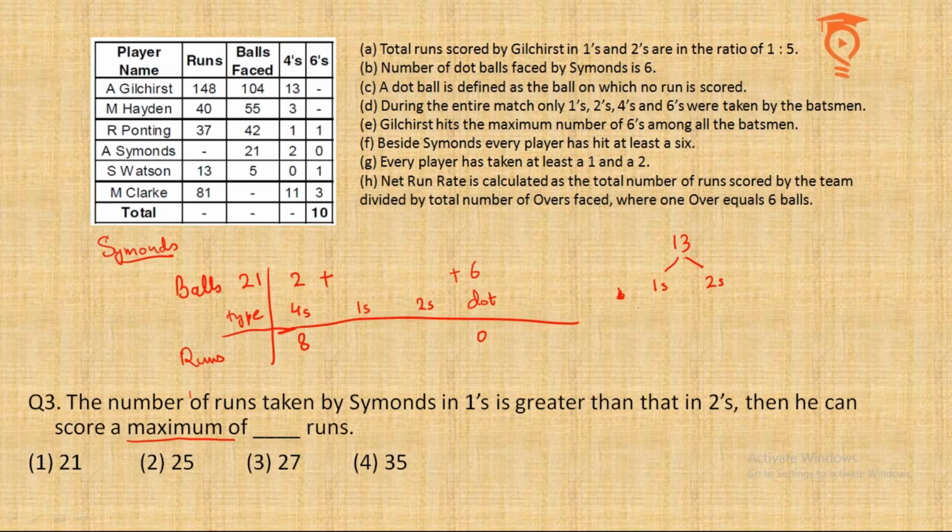Okay, so if you divide 13 in the ratio 2 is to 1, then 13 is not divisible in the ratio 2 is to 1. But if you divide 12 in the ratio 2 is to 1, you get 8 and 4. So I'm going to give 9 balls to singles and 4 balls to doubles, and this way we have 9 runs and 8 runs, and the job is just done.